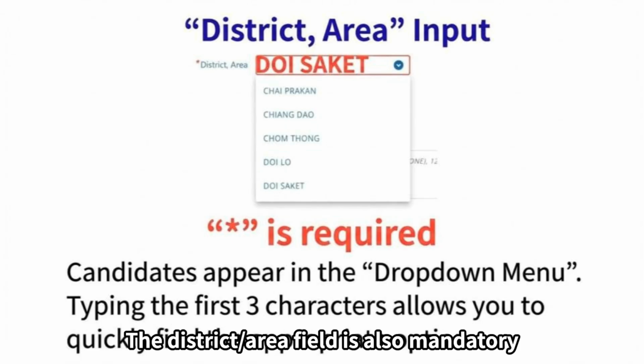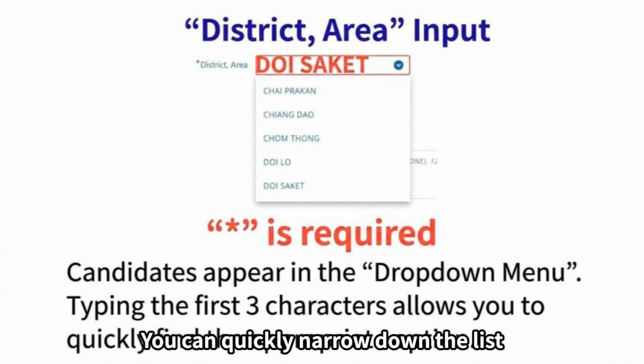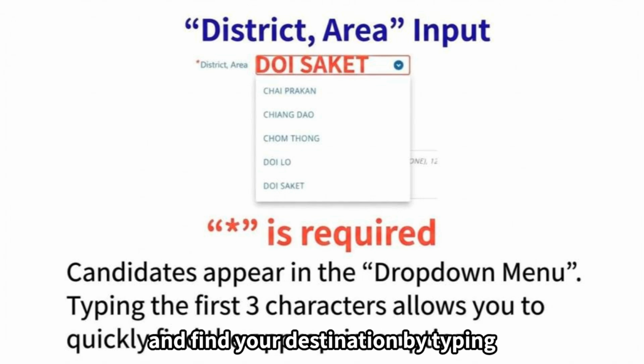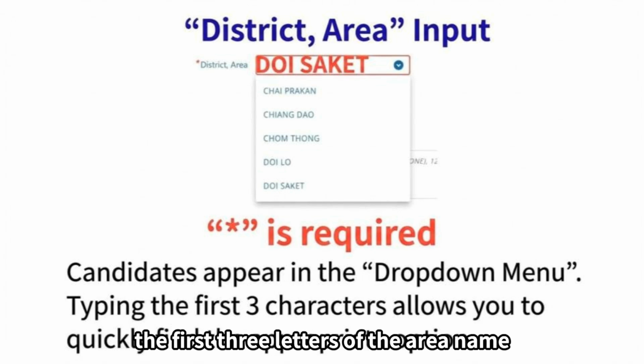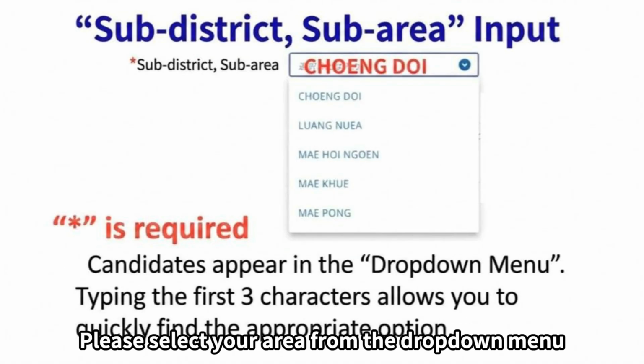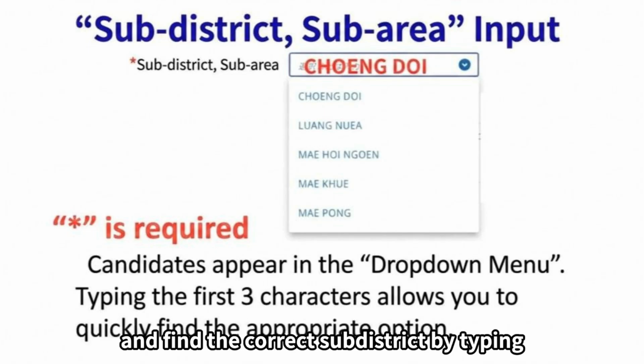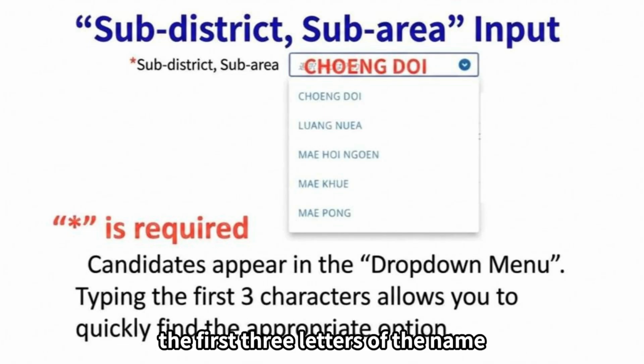The district/area field is also mandatory. Clicking the drop-down menu will display a list of options. You can quickly narrow down the list and find your destination by typing the first 3 letters of the area name. The sub-district field is also mandatory. Please select your area from the drop-down menu. You can quickly filter the list and find the correct sub-district by typing the first 3 letters of the name.